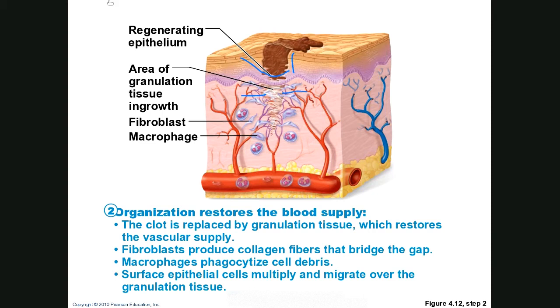Reorganization of the blood supply takes place, and the clot is replaced by granulation tissue and a good vascular supply, where you have your collagen fibers bridging the gap. Macrophages phagocytize cell debris as well as germs in general. Surface epithelial cells multiply and migrate over granulation tissue. Now, you may have a scar left here. So when you have stretch marks, the scar you're seeing is down here in the dermal layer. The epithelium completely heals. It's the dermis that has a scar.